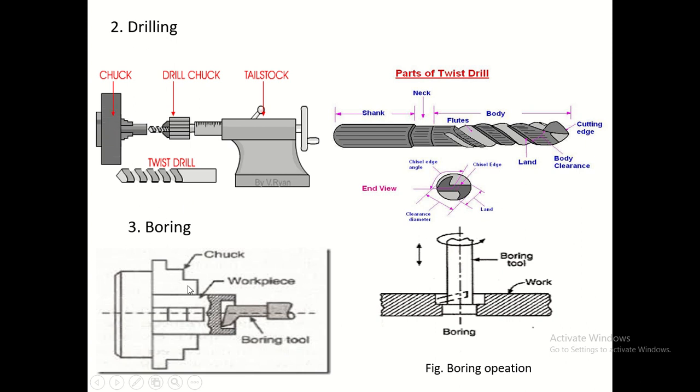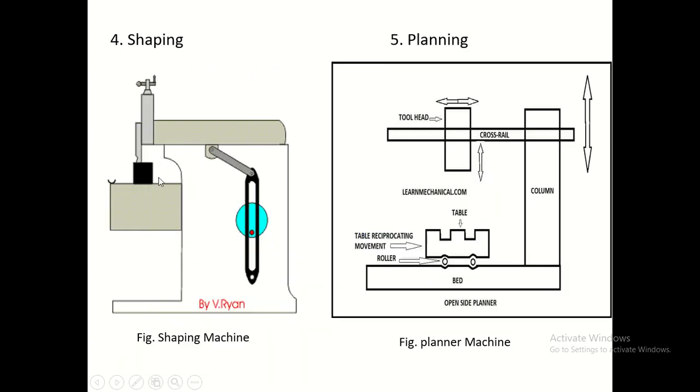Boring operation is also performed on the lathe. This is the chuck of the lathe, and the workpiece is held inside the chuck and keeps rotating, and it enlarges the previous drill hole. So next is the shaping operation.